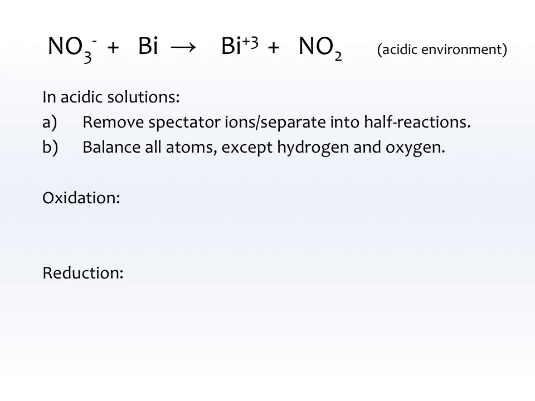First example. We've got NO3 minus plus Bi turns into Bi plus 3 plus NO2, that's bismuth. So, for acidic solutions, because we have an acidic environment, our first step is to remove spectator ions. Check, that's been done for us, and separate into half reactions. So, half reactions, remember, look at the oxidation number and see how it's changing. So, for bismuth, that's pretty easy. It's going from Bi0 to Bi plus 3.